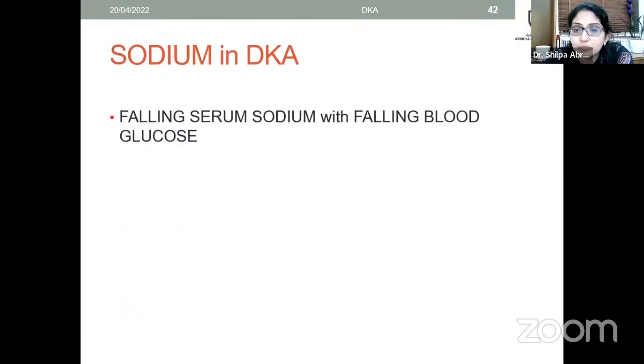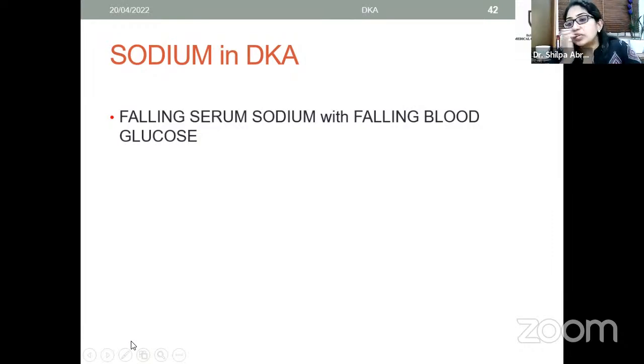Now, the important point that everybody used to say till now was a falling sodium with the falling blood sugar. Again, come back to cerebral edema and osmolality. We said osmolality is equal to 2 times sodium plus glucose by 80. When the glucose goes down, you want the osmolality to fall slowly. If the sodium also goes down, the osmolality will go down very rapidly, which we do not want.